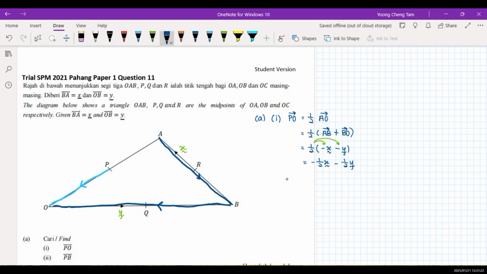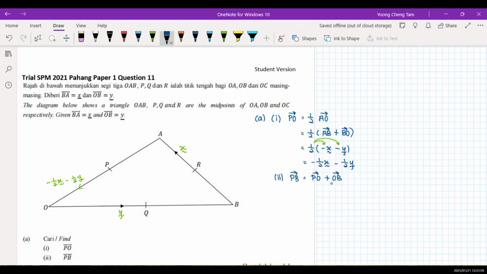Next, look at question A2. Question A2 is the vector PB. How do we go from P to B? From the answer A1, we know that from P go to O, the vector is negative 1 over 2x minus 1 over 2y. So how to go from P to B? It is PO plus OB, and then we can get the vector PB.